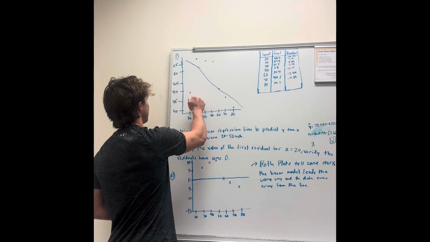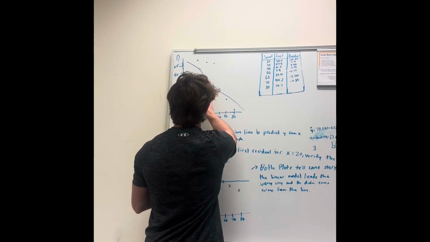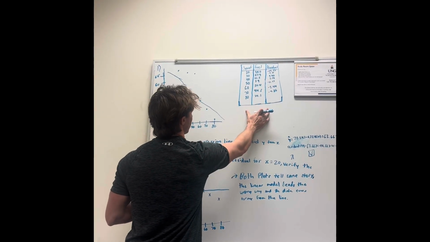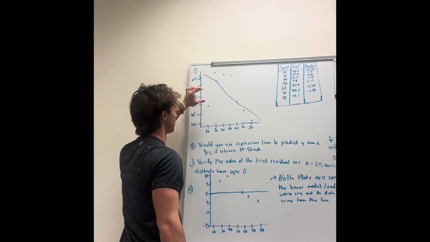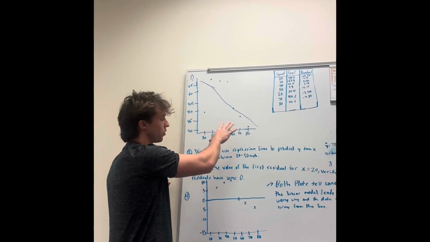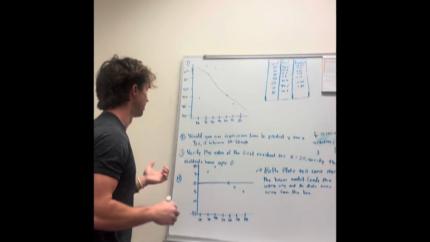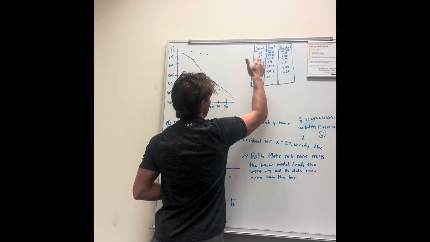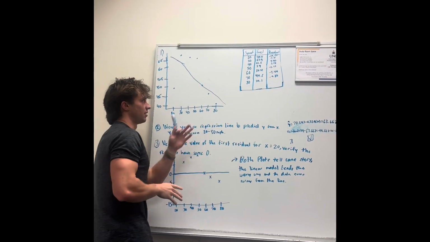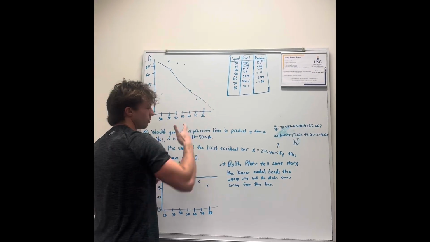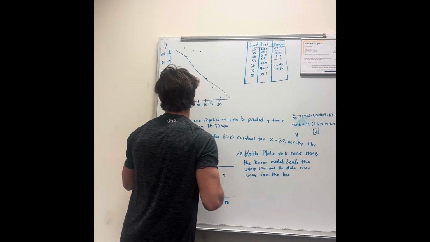So for number one, it asked us to make a scatter plot. So we base the values of the scatter plot off this table right here. These all align with the points in here. And so that's scatter plot number one. Number two asks us, would you use the regression line to predict y from x? Yes, you would if it's between 20 and 80. So it matches the values in this plot, but if you use anything over 80, it wouldn't work, anything under 20 wouldn't work. So that's number two.